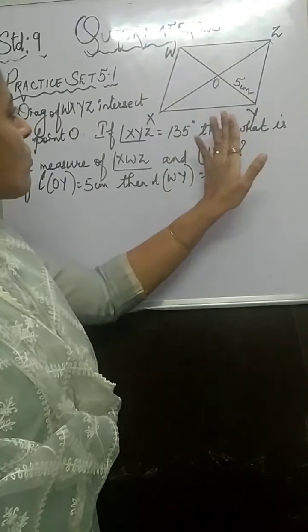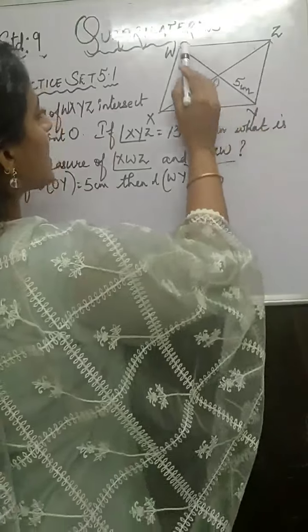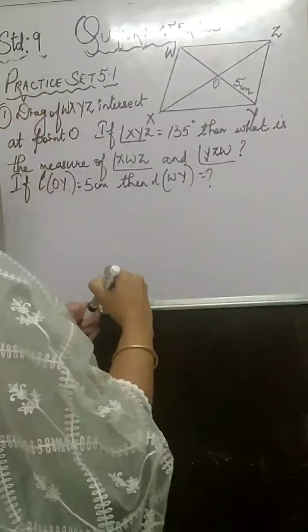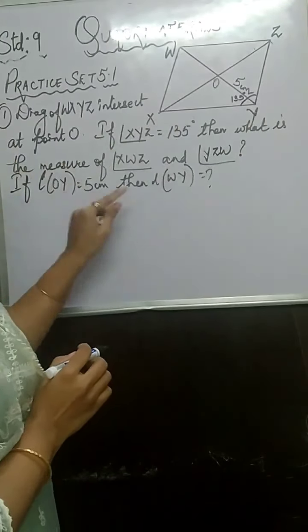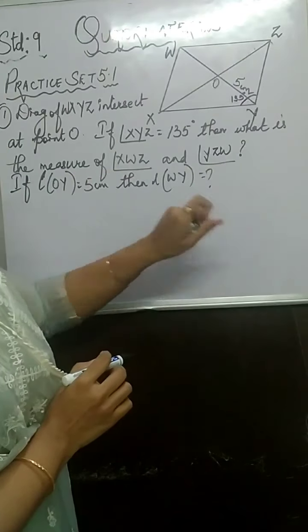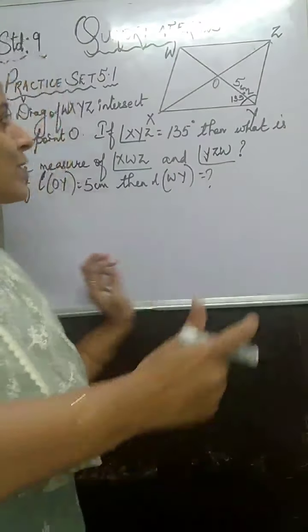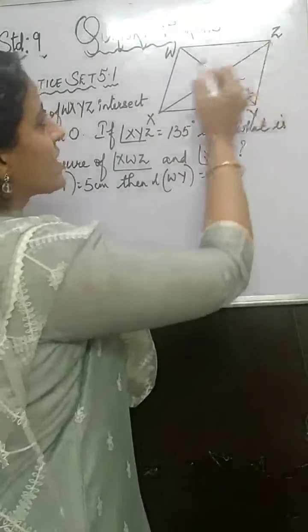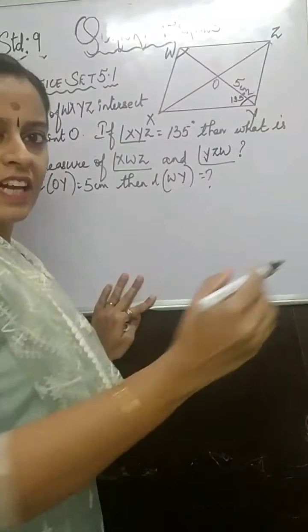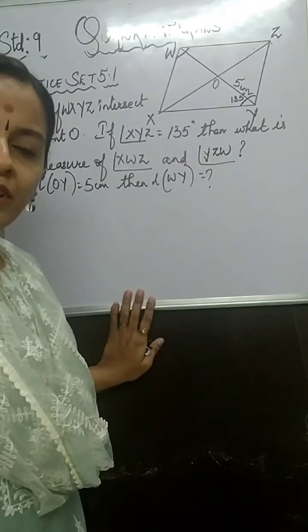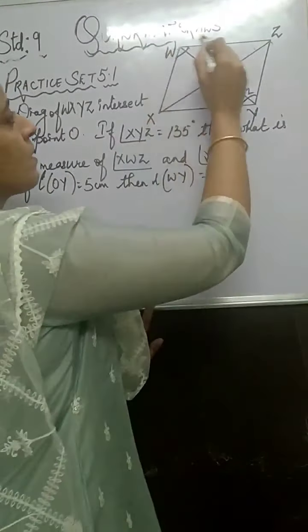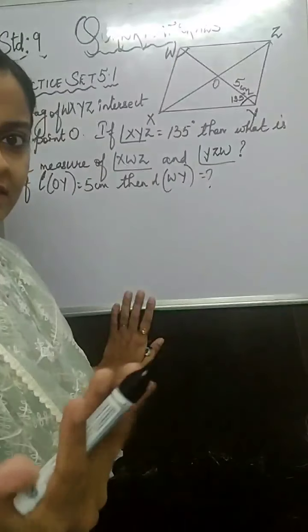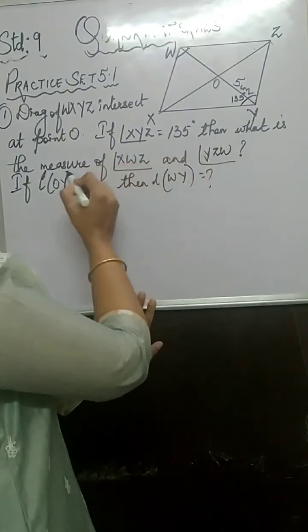If angle XYZ, this angle, is 135 degrees, then what is the measure of XWZ? Very simple, no? XWZ is the opposite angle of XYZ. Both are opposite angles. And we know opposite angles of a parallelogram are congruent. So if XYZ is 135, XWZ will also be 135 only. So simple.